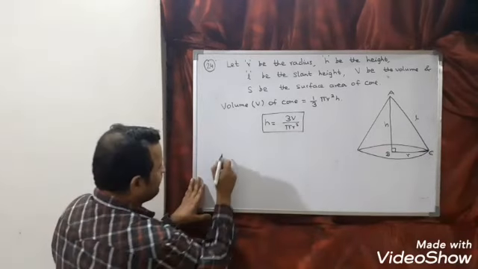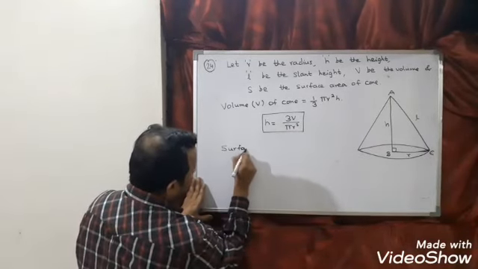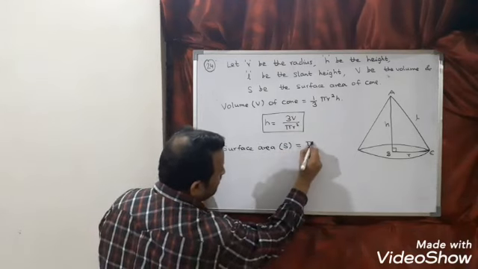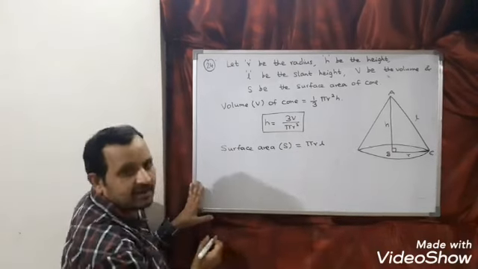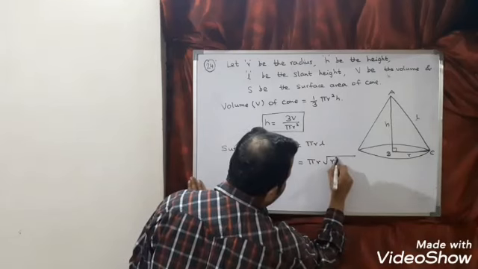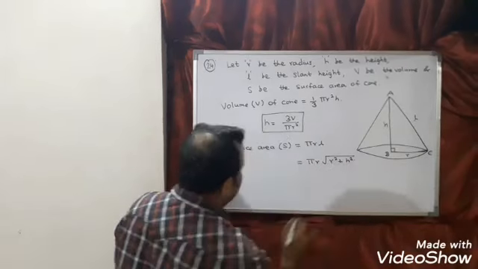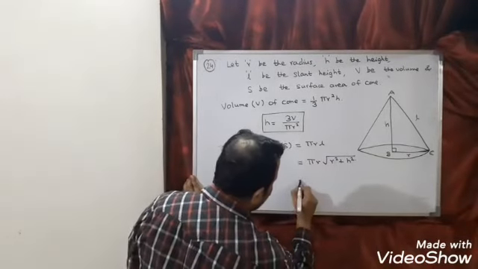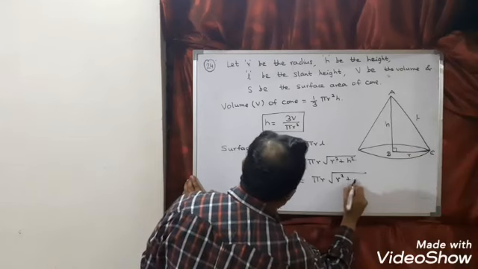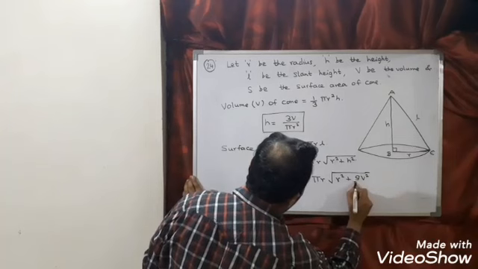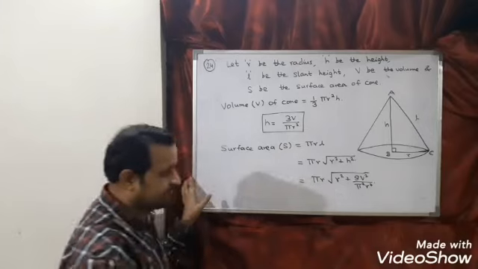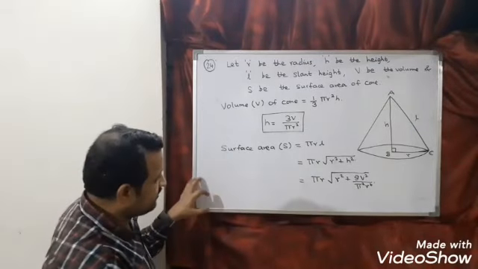Now come to the surface area. What is surface area? Surface area S is equal to, what is the formula? Pi r L. And how to find L? L is nothing but the square root of r square plus h square. Now put the value of h in this. So what you will get? Pi r into square root of r square plus 9v square divided by pi square into r to the power 4. Clear?